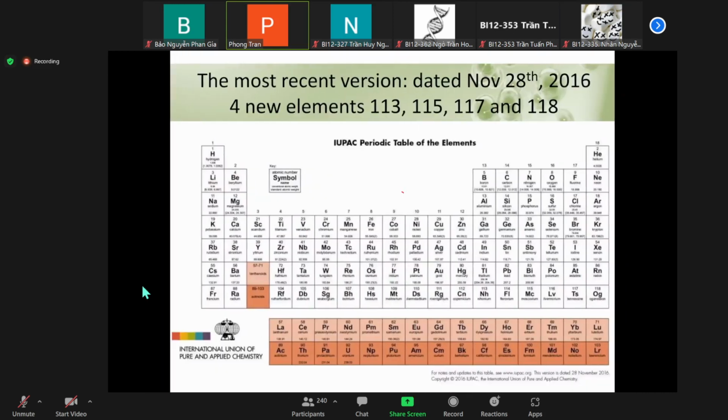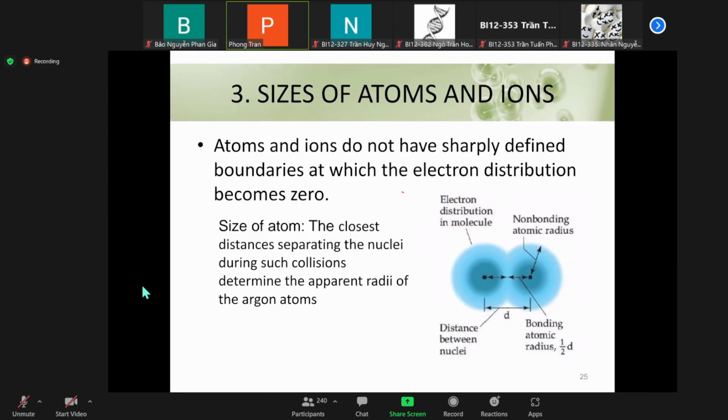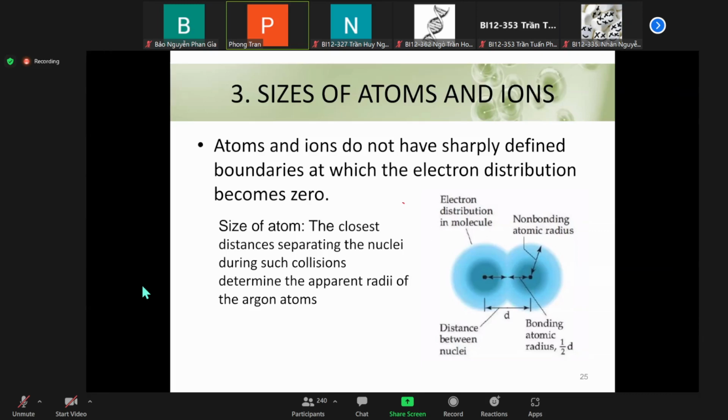So let's now move to the next topic, the size of the atom. If you see in this demonstration figure, you have an atom like this, and you have a second atom like this. When you talk about the size of an atom, you talk about two things: the non-bonding atomic radius and the bonding atomic radius.